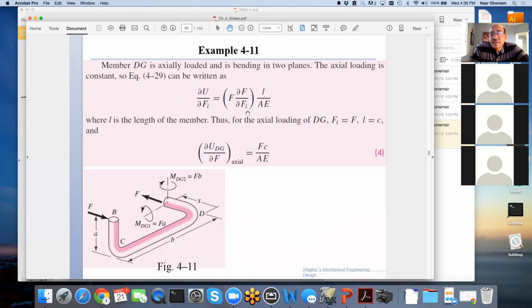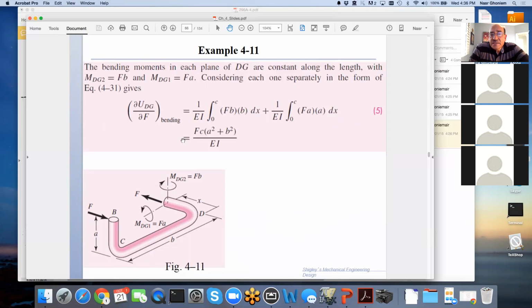So obviously, dF by dFi is 1 because Fi is the same as F, essentially. So when I take the derivative, I get 1. So F times 1 gives you F. The length is C, and then we have AE. So this is the contribution to the deflection from axial force on the section DG.